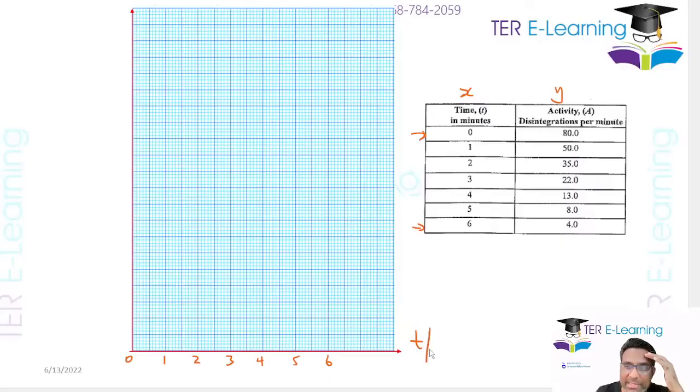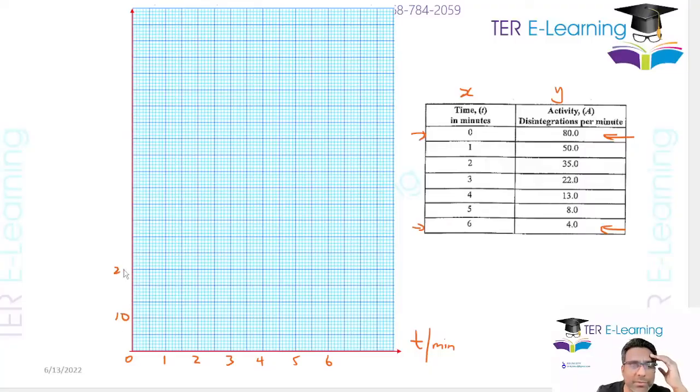So I'm going to label that t in minutes, all right? Because that's the unit that they have there, t in minutes, right? Let's see what else we want now. Right, so that's my scale on my time axis. On the y-axis now, you look at your data. The largest value here is 80 and we're going down to 4, right? So let's see what scale we're going to use here. 10, 20, 30, 40, 50, 60. All right, let's go like this.